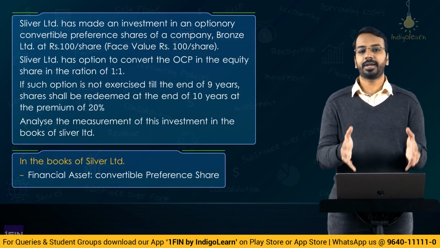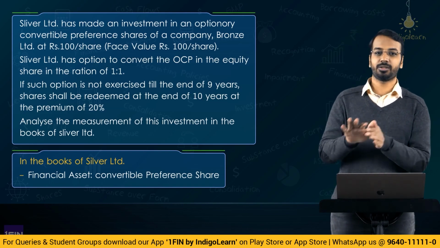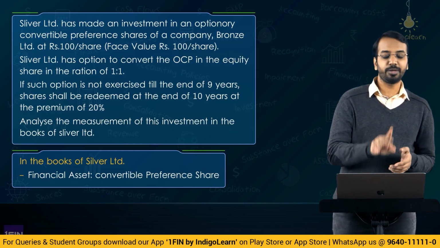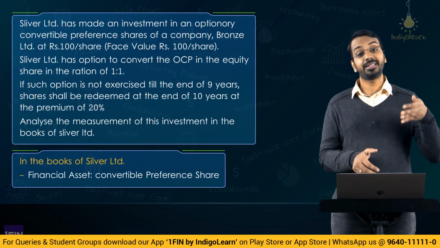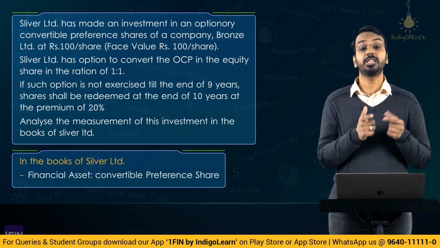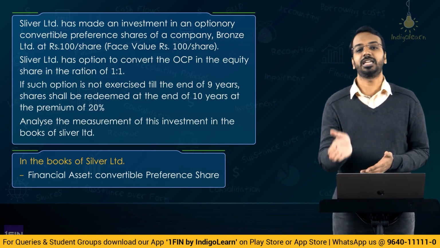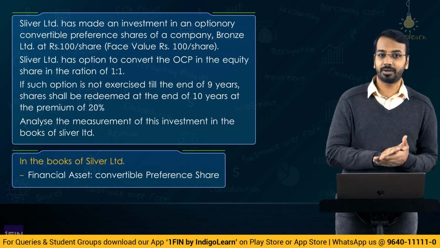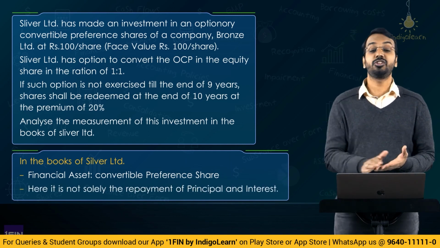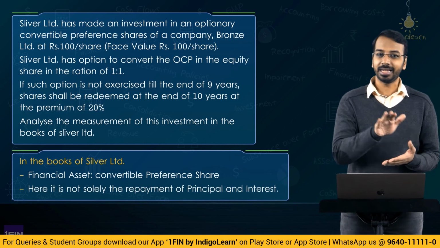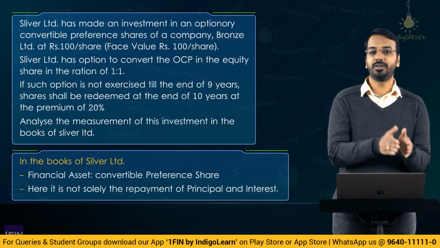Now, here, what is the contractual cash flow? See, there is no fixed dividend or fixed interest in this case. So, that is out of question. Is it solely repayment of principal? Now, for that, the entity will wait till 9 years, and at the end of the 9th year, the entity will see what is beneficial. If Silver Limited believes that converting is beneficial, they will convert. Otherwise, they will not convert. So, here the contractual cash flow characteristic test is not met because it is not solely the repayment of principal and interest. There can be a conversion which can happen depending on whether it will be beneficial to the entity or not.